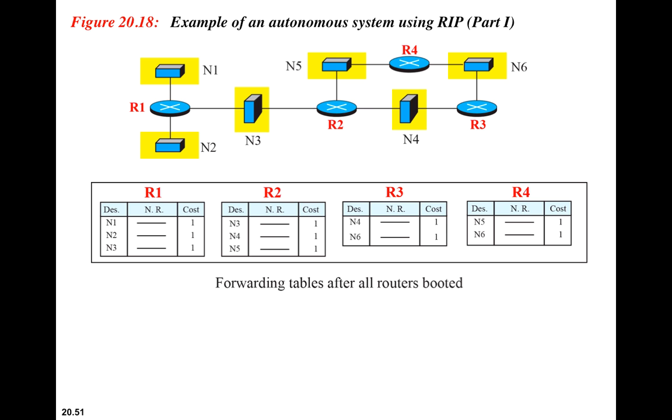Now this is an example we are using to show how RIP works. R1, R2, R3, R4, they are connected to different networks. So R1's forwarding table, N1, N2, N3, and there is absolutely no next router because it's directly connected. R2, again, N3, N4, and N5, all with a cost of 1 hop. R3, 2 networks, and R4, similarly, 2 networks. Okay, this is what we will see when all the routers come up.